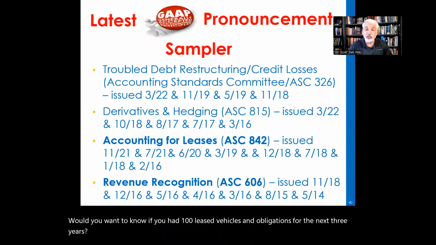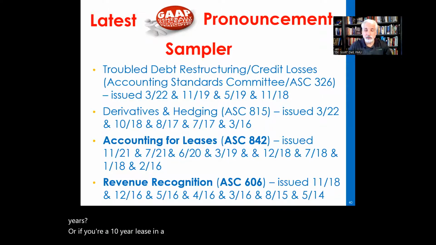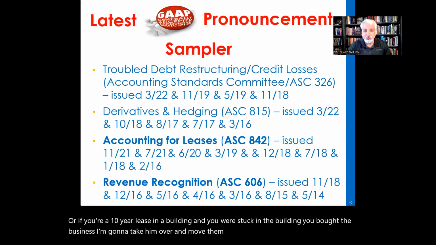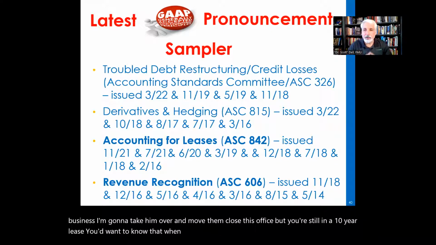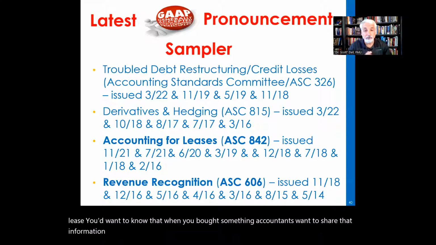Or if you were in a 10-year lease in a building and you were stuck in the building, you bought the business, and I'm going to take them over and move them, close this office, but you're still in a 10-year lease. You'd want to know that when you bought something. Accountants want to share that information and demonstrate. So leases is kind of, lease recognition is pretty important stuff, ASC 842.